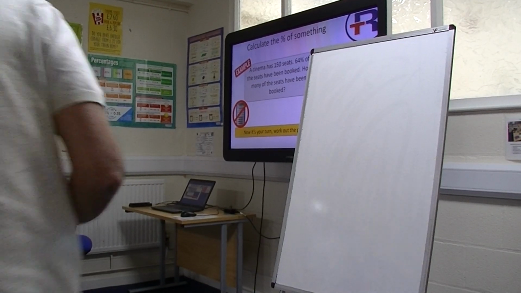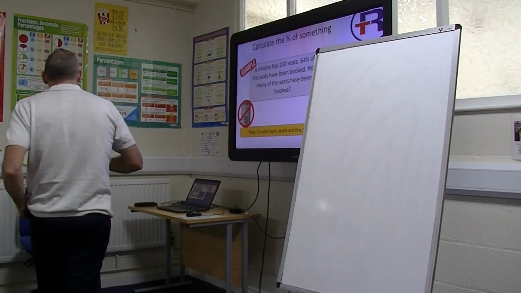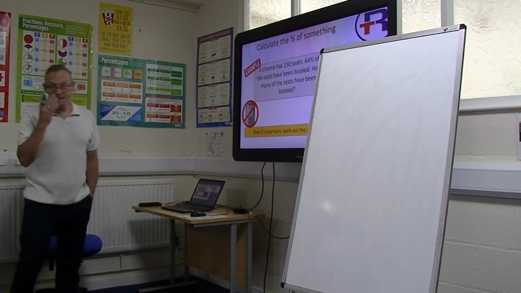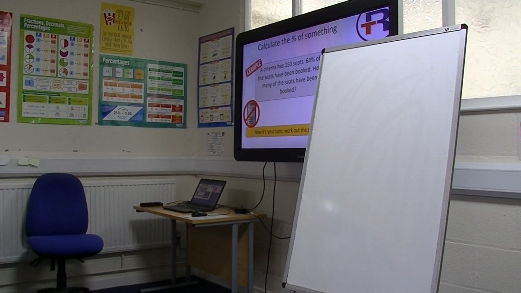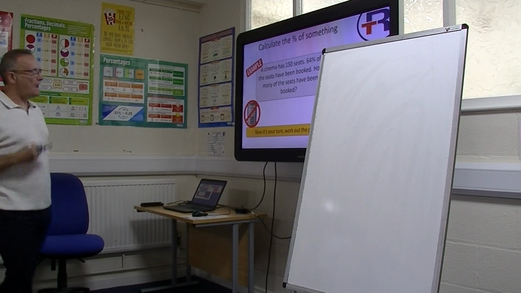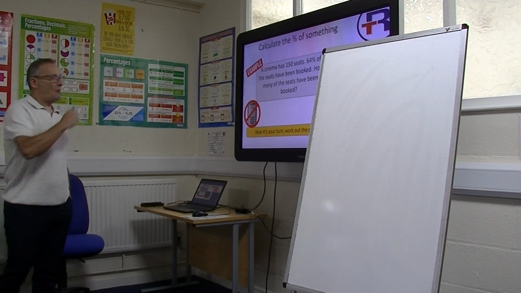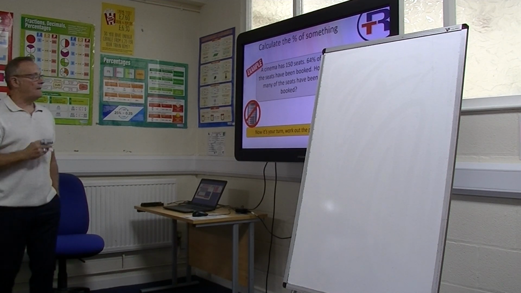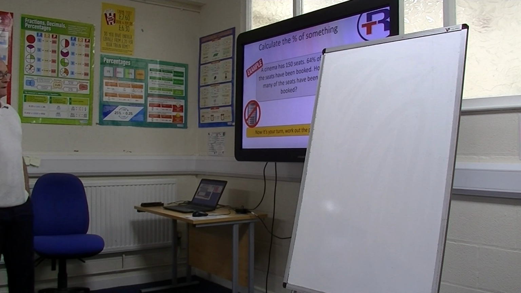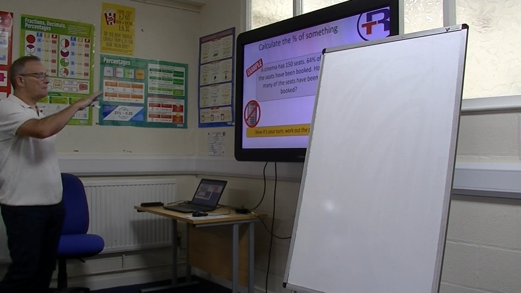So we're going to learn how to work out the percentage of something without using a calculator. Because you may get asked this in the exam, you may get asked to work out a percentage, just like we were at the beginning there, without using a calculator. So the first thing we do, we look at the question.